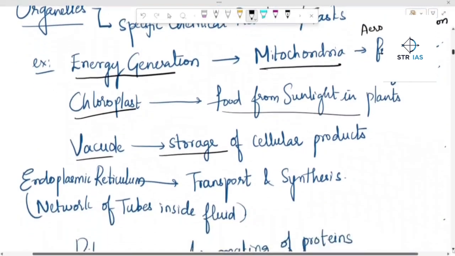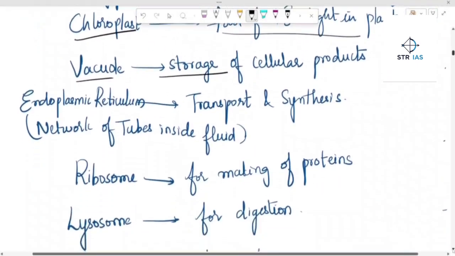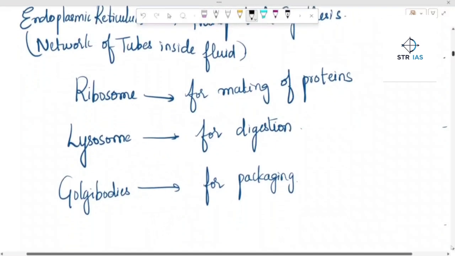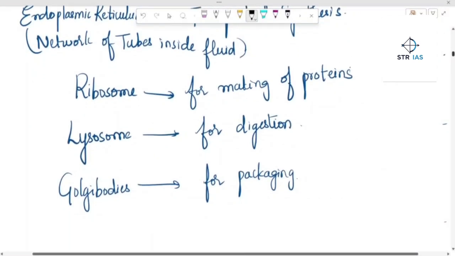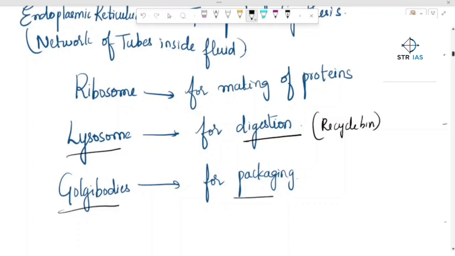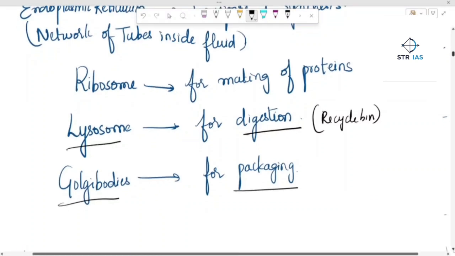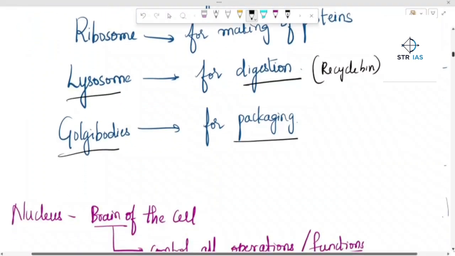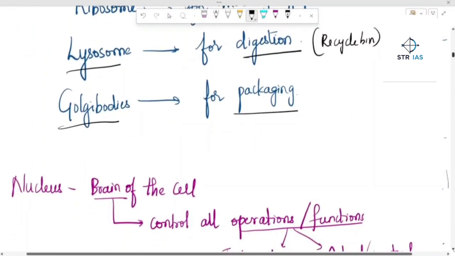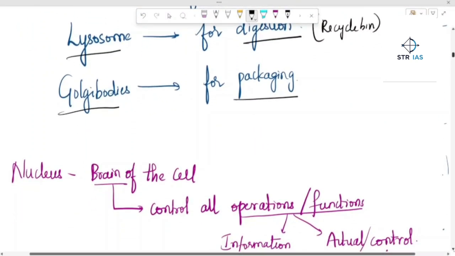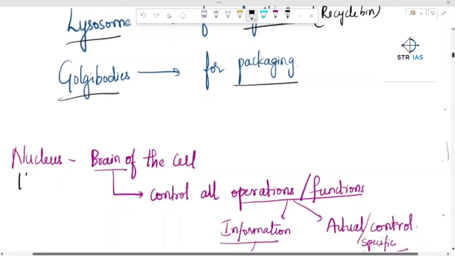Then endoplasmic reticulum for transport and synthesis. Ribosomes for making or synthesis of proteins. Lysosomes, I told you, digestion; it is a recycle bin, where recycling of waste happens. Golgi bodies for packaging. Then the nucleus, also called the brain of the cell. Another word for nucleus is karyon.